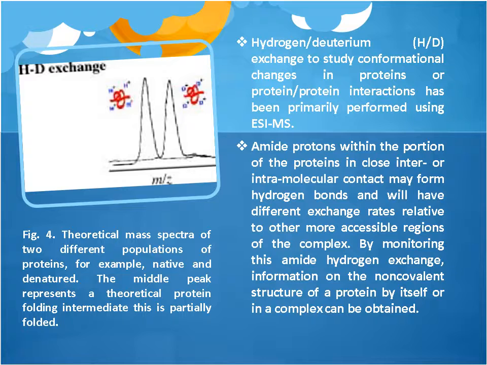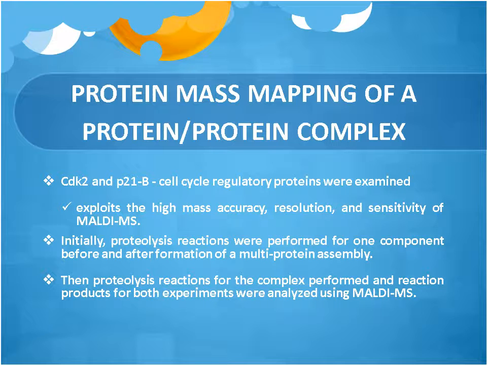In order to monitor the protein folding reactions, the combined application of ESIMS with NMR spectroscopy using HD exchange is more powerful. Let's have a look at protein mass mapping of a protein or protein complex. The cell cycle regulatory proteins called CDK2 and P21B were examined using protein mass mapping, which exploits the high mass accuracy, resolution, and sensitivity of MALDI-MS.